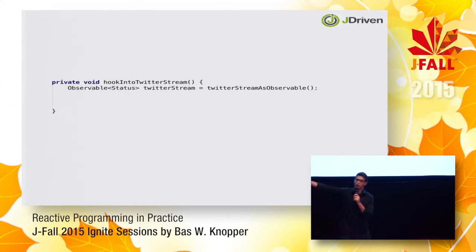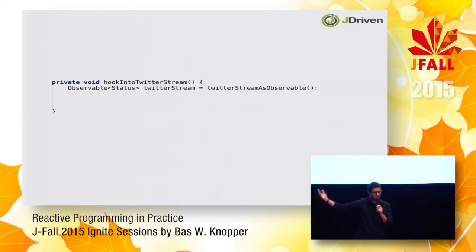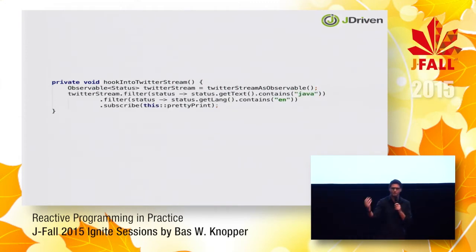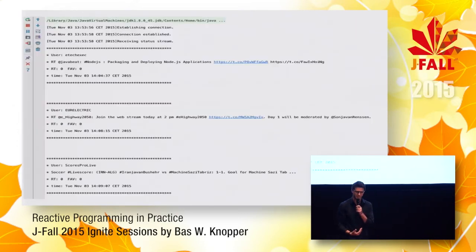So now what? I'm getting all these tweets, but I don't want to know what Justin Bieber ate last night, right? I want to know stuff about Java. So I'm going to filter this stream by saying, okay, I have the stream, but please filter it by checking, hey, only pass through data to the next stream if it contains Java and if it's English, because I don't know Japanese, unfortunately. And then subscribe to this new stream and pretty print it for me, please.